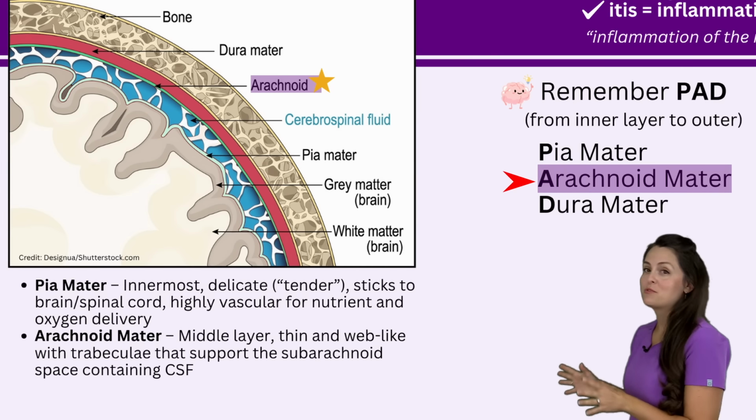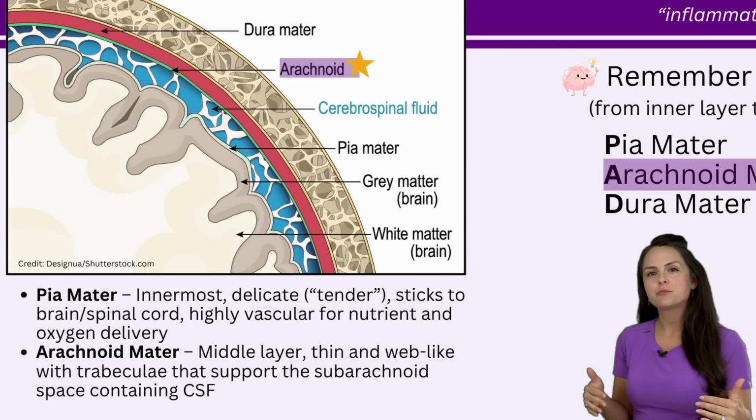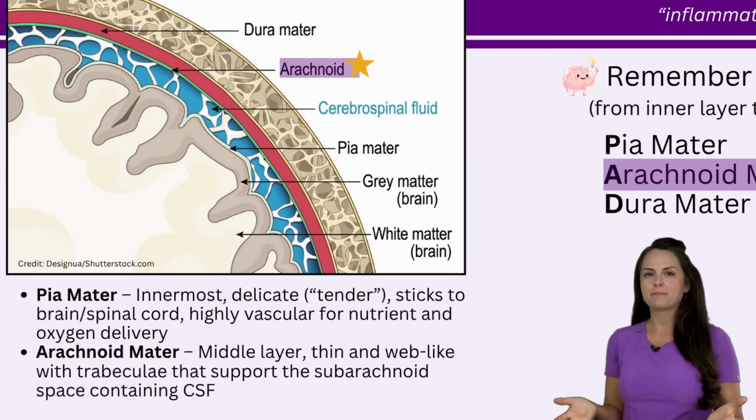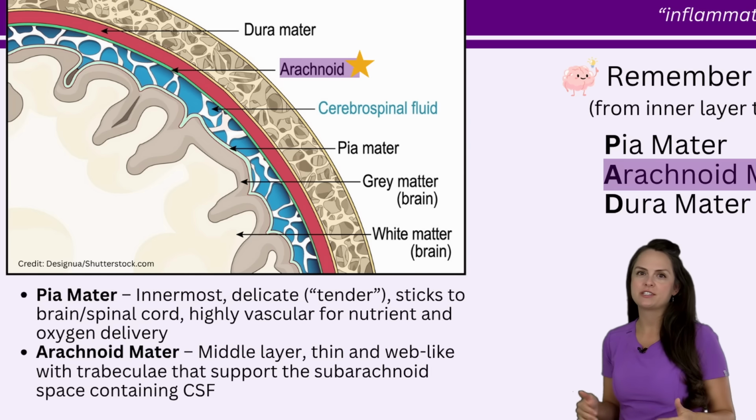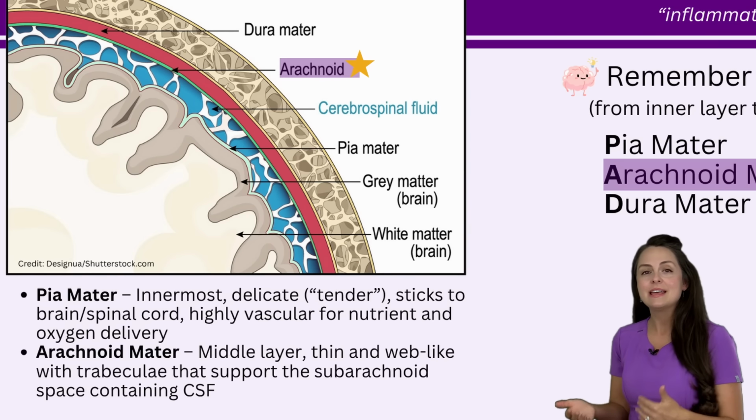Next is the arachnoid mater. This is our middle layer, and the word arachnoid comes from Greek and is associated with spider-like. So what's one thing that we all associate spiders with? Creating web-like structures, and that really helps describe this layer.